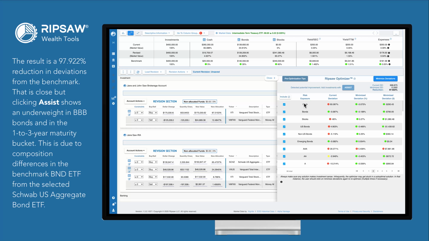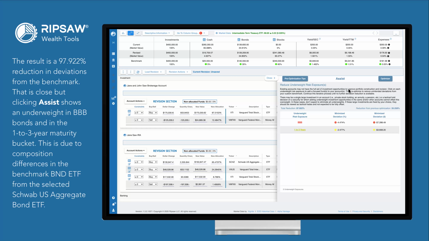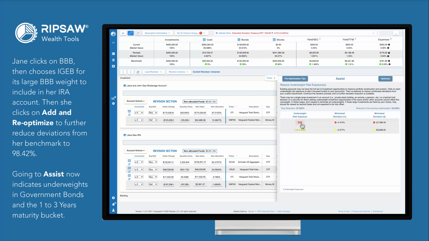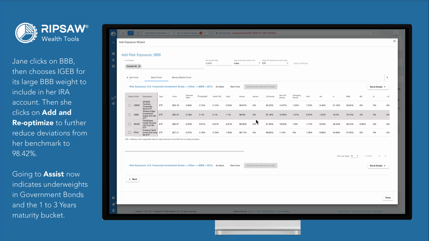That is close, but clicking Assist shows an underweight in BBB bonds and in the 1 to 3 year maturity bucket. This is due to composition differences in the benchmark BND ETF from the selected Schwab US Aggregate Bond ETF. Jane clicks on BBB, then chooses IGEB for its large BBB weight to include in her IRA account.